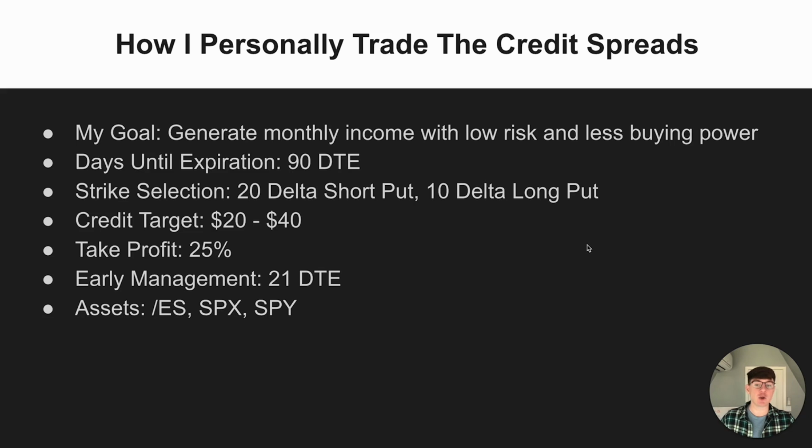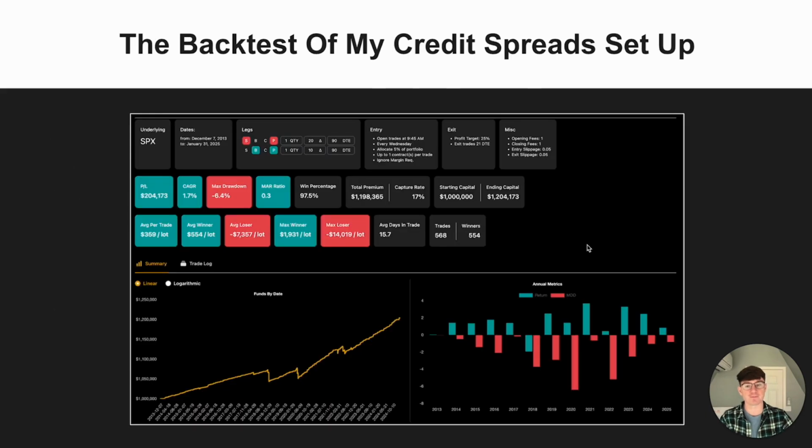On the assets I use, ES, SPX, and SPY are the main assets. I typically like to stay with ES and SPX. Why? Tax advantages, Section 1256, I believe is the name of it. I get to basically pay less taxes on the profits I make if I do it on futures options or if I do it on SPX.